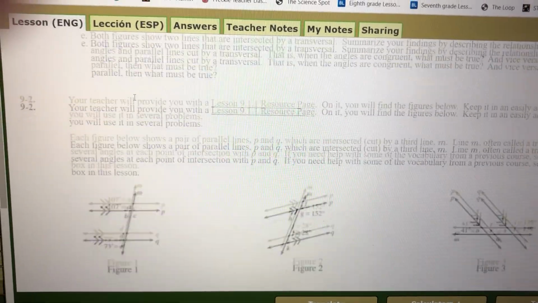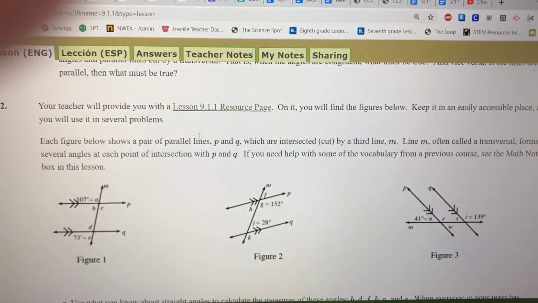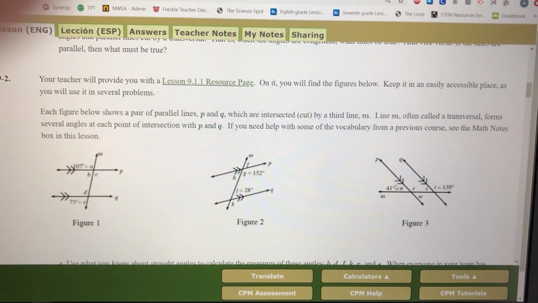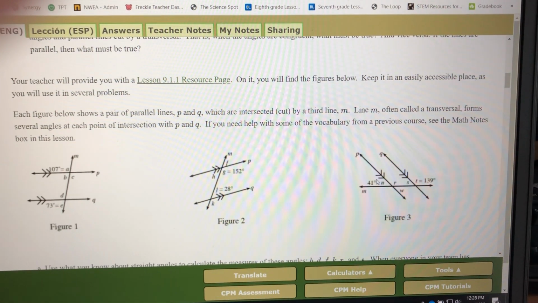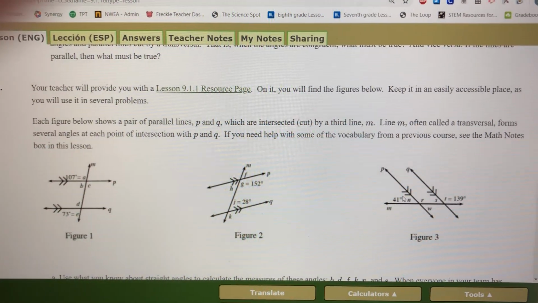Let's look at 9-2, and it has the resource page, which we're going to in a minute. It says you're going to find the figures below on the resource page, and each figure below shows a pair of parallel lines P and Q, which are intersected or cut by a third line M.